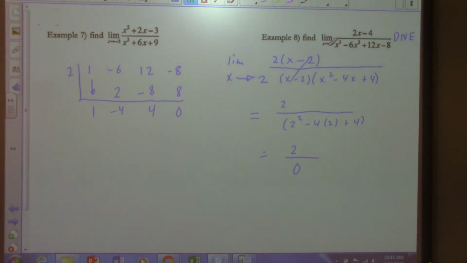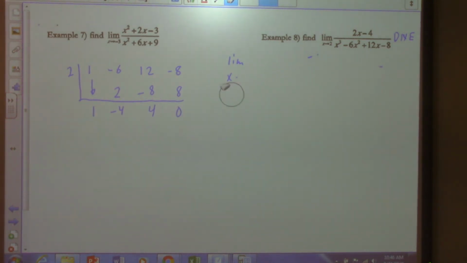So yeah, the cubic polynomial has more steps to the factoring, but it's not that bad. Once you get used to it, it shouldn't be bad.